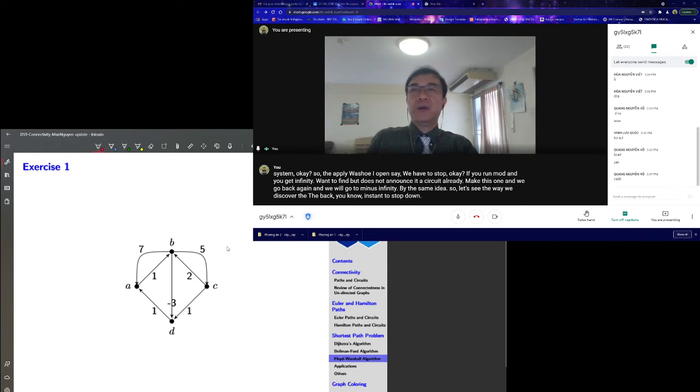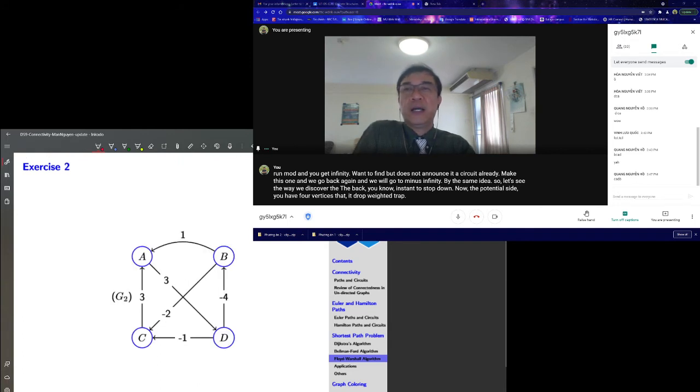Now the first exercise: you have 4 vertices, a directed, weighted graph, and you should do it yourself. Okay, exercise 2, 4 vertices as well, and also a directed graph.